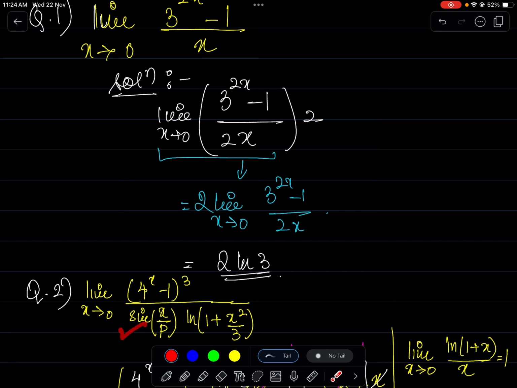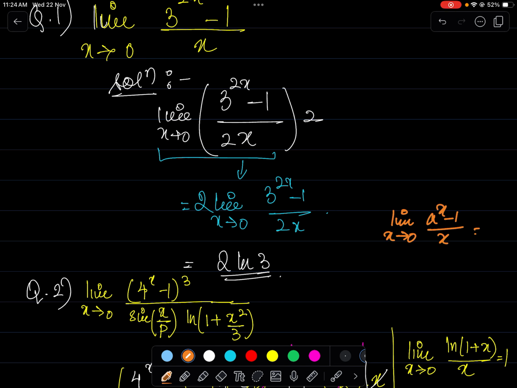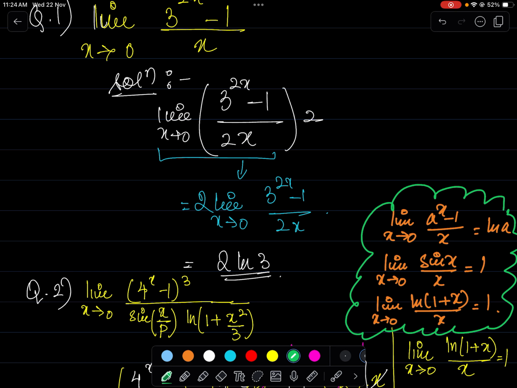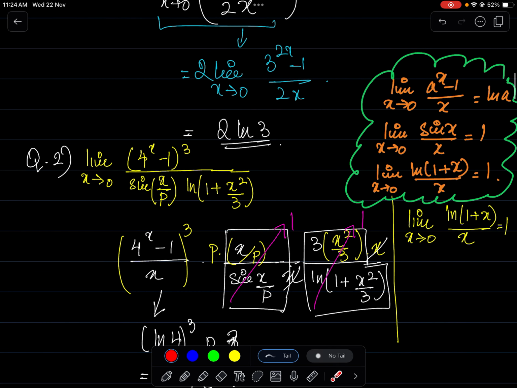So I have limit x tends to 0, a power x minus 1 by x as ln a. Also I have limit x tends to 0, sine x by x, that's 1. I have limit x tends to 0, ln 1 plus x by x, that's also 1. So what I can do is apply all these three formulas over here. So this is the basic understanding when you get a problem. Okay, now let us see how we are supposed to do this problem.